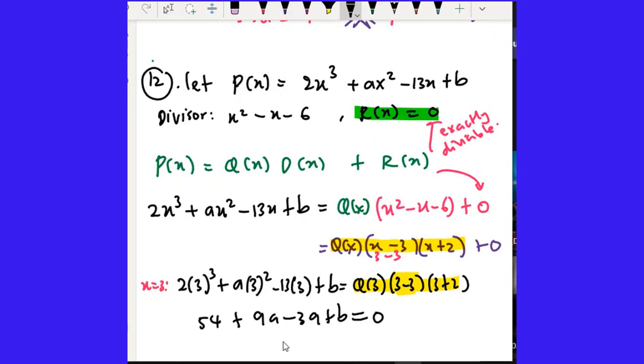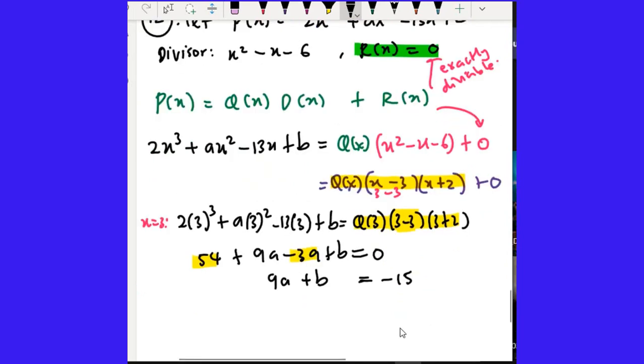Okay, dapat satu equation: 9a plus b, 54 minus 39, tinggal apa? 15, negatif 15 lah. Yang ini tolak ini, tinggal 15, kat sana negatif 15. Okay, dapat satu equation. Saya tanya lagi. Cuba awak concentrate, yang sebelah sini. Substitute nilai apa supaya dapat 0? Negatif 2. So, substitute negatif 2.